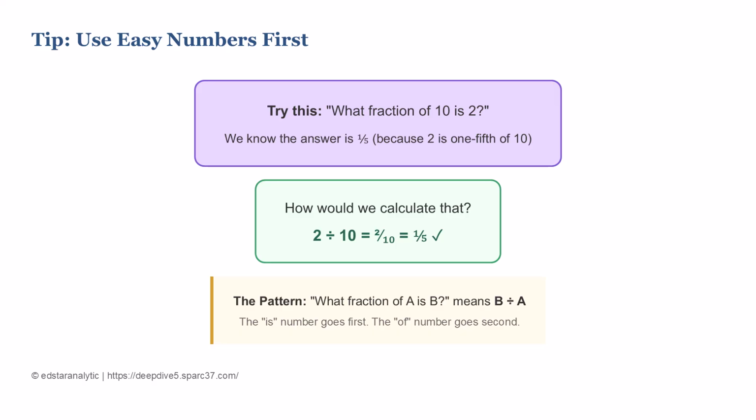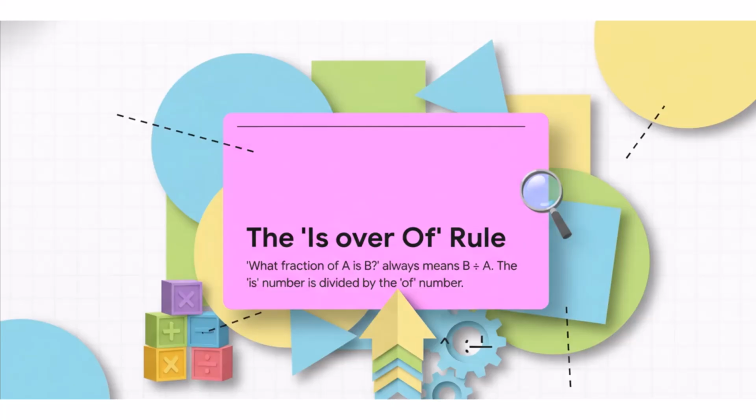Fractions, mixed numbers, decimals, whatever. The pattern is always the same. So when the numbers look scary, just figure out how it works using easy numbers. Then go back to your real problem and do it the same way. So that little trick gives us the super reliable rule. I call it the is over of rule.